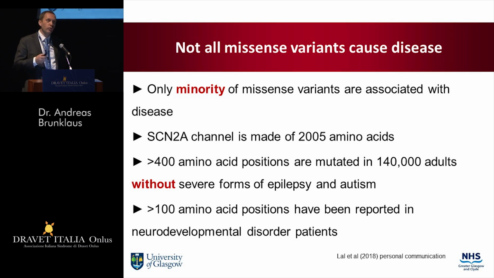What's really important to bear in mind is that not all missense variants actually cause disease. If we look at the normal population, you will find a certain fraction of SCN2A present as a missense variant and not causing disease. The SCN2A channel is made out of 2005 amino acids, and we know of over 400 amino acid positions that are mutated in 140,000 adults without severe forms of epilepsy, and over 100 amino acid positions that have been reported in neurodevelopmental disorder patients. And this, from my collaborator Dennis Lal, has been in this group.